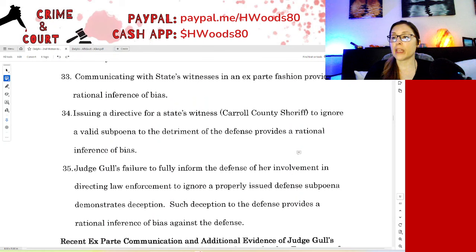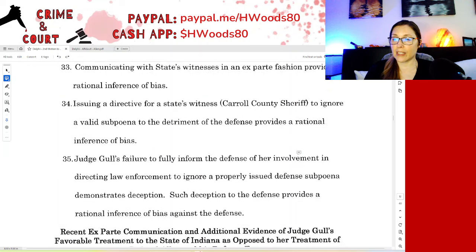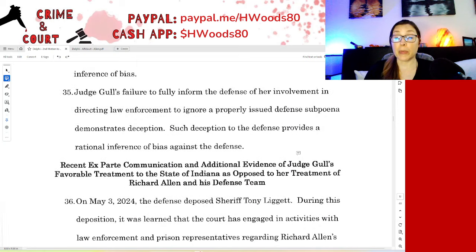All right, it's number 33. Communicating with state's witnesses in an ex parte fashion provides a rational inference of bias. So she was communicating with the state's witnesses directly. That's not good. Number 34, issuing a directive for a state's witness, or Carroll County Sheriff, to be more precise, to ignore a valid subpoena to the detriment of the defense provides a rational inference of bias, I would say.